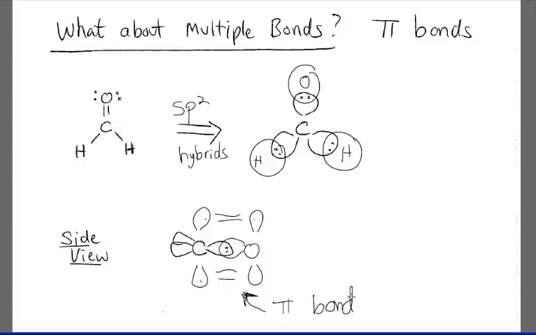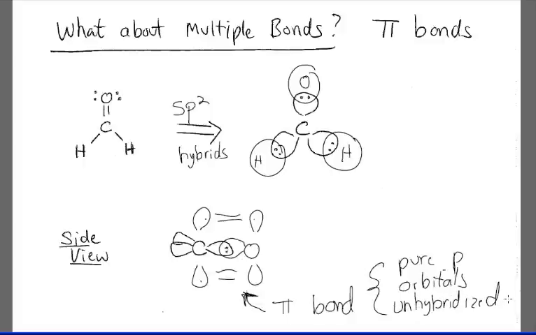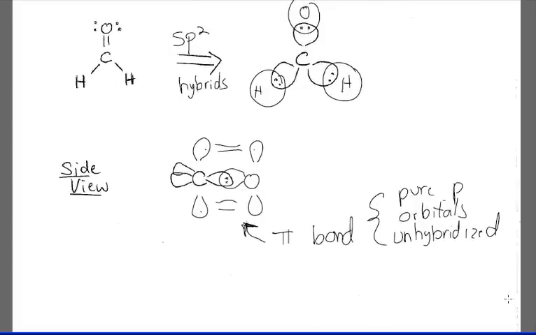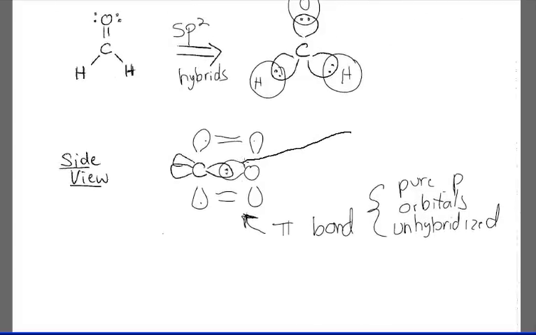And the pi bond is not along the bond axis. Here's the sigma bond along the bond axis. This interaction between the p orbitals is not along that axis. It is outside the axis, and that is the pi bond. Okay, and that is made up of pure p orbitals, not hybridized. So you have a sigma bond in addition along the bond axis.